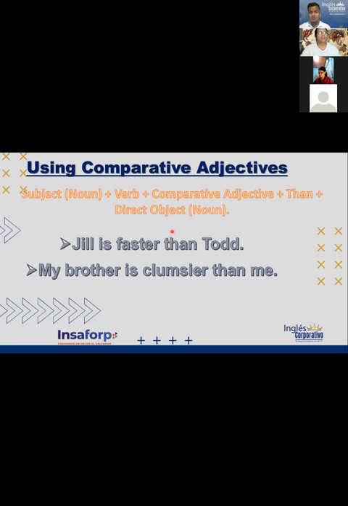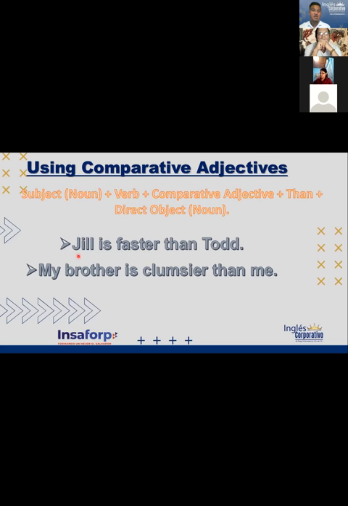This word, esta palabra than, casi siempre, almost always is going to be needed when you make a comparative. ¿Sí? Siempre que estamos haciendo una comparación entre dos cosas, it's necessary to use, or two people or animals or things, it's necessary to use the word than right after the comparative adjective.